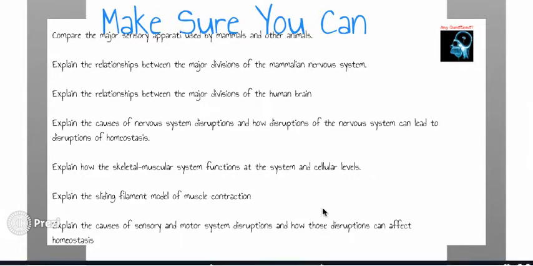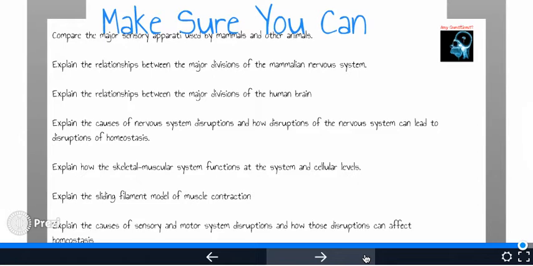homeostasis. All right, so thanks. I hope that was helpful.